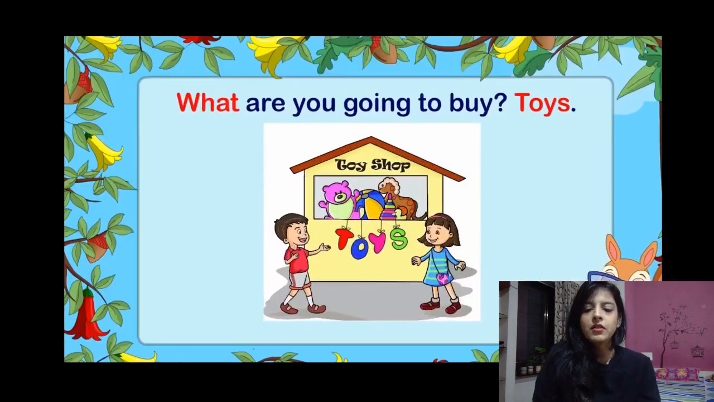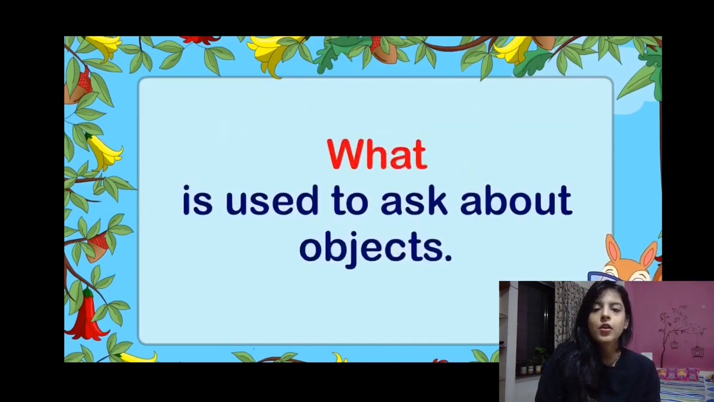There are more question words which begin with WH. Now let's see them. This is an example of what. What are you going to buy? The boy is buying the toys, right? Like we use who for people, we use what for things. What question word is used to ask questions about things or objects? For example, what are you eating? I am eating a chocolate. Chocolate is an object, right? So we use what.